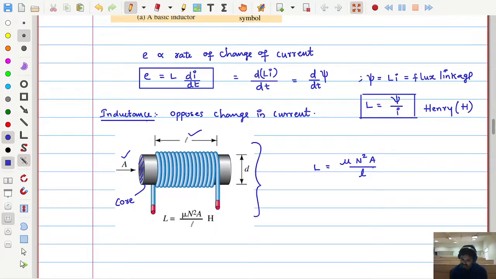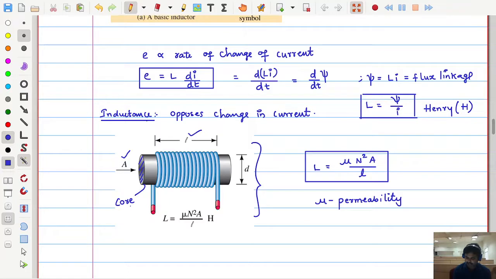There is history behind this expression also, but we don't want to go into details of that. Just try to have awareness of this expression first. What is the mu? Mu is the permeability. I'll tell you what is the significance of this permeability. Here, I told you that we are choosing some material, that is what we call a core. Core has some property.